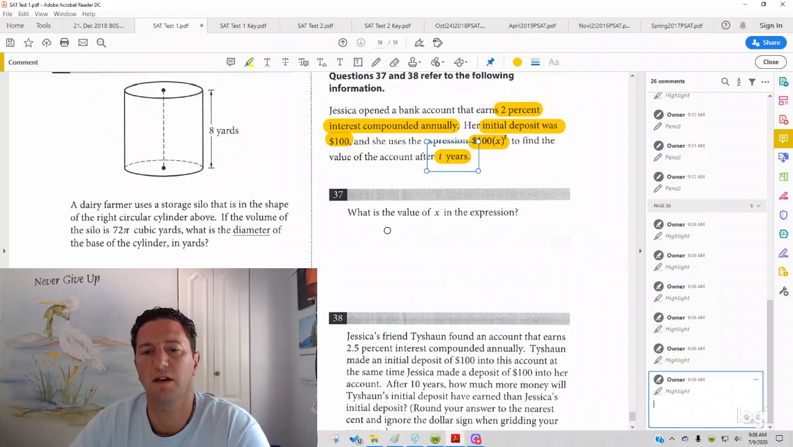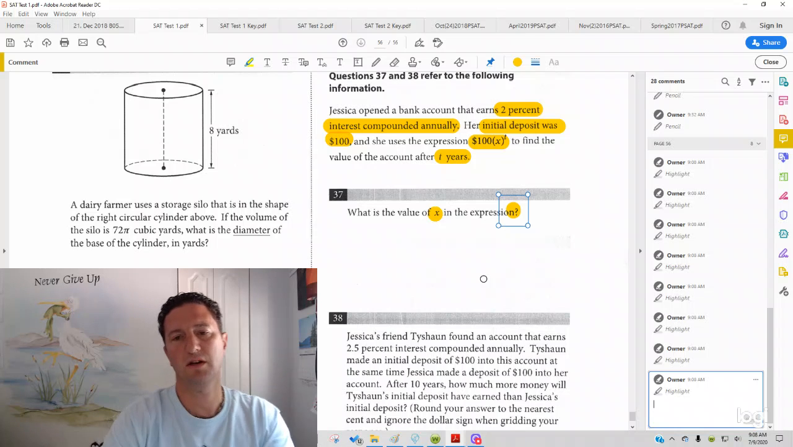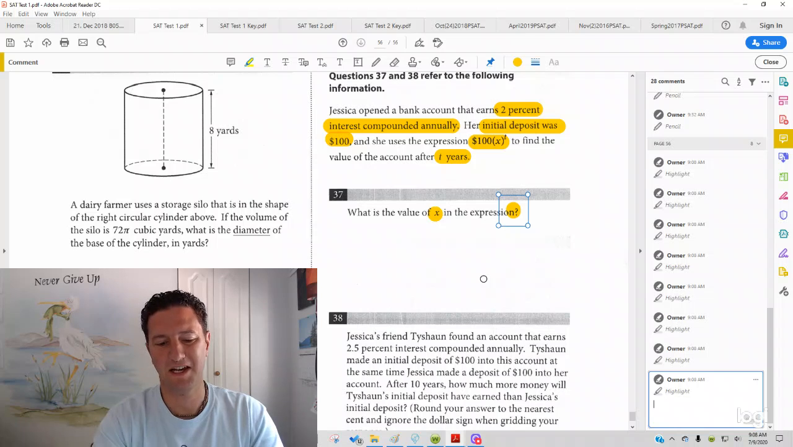So it's always a good idea to underline the important information, the equation, what stuff stands for, basically what's going on. Question 37 asks, what is the value of x in the expression? So what I'm going to do on the bottom right of your screen, I'm going to give you 3 rules that apply to questions of this type.